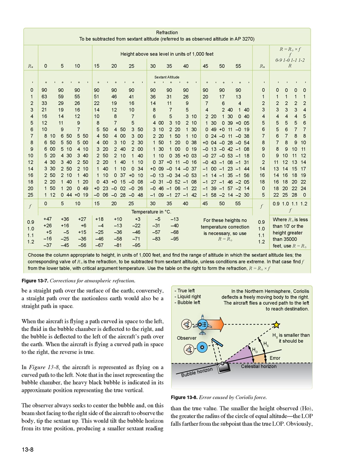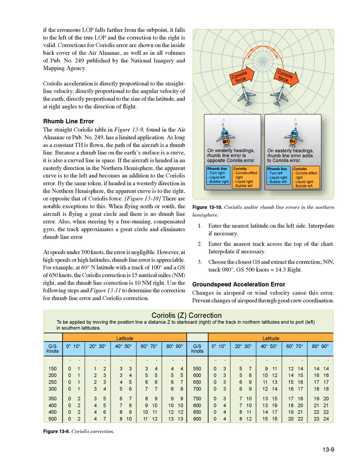This would tilt the bubble horizon from its true position, producing a smaller sextant reading than the true value. The smaller the height observed, the greater the radius of the circle of equal altitude, so the LOP falls farther from the subpoint than the true LOP. Obviously, if the erroneous LOP falls farther from the subpoint, it falls to the left of the true LOP and the correction to the right is valid.